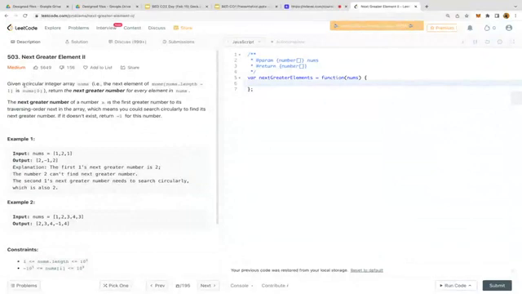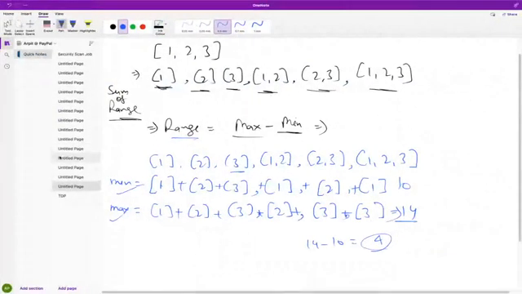What they are saying is they have given a circular integer array. When they say circular integer array, it means the next element after the last element of the array will point to nums[0]. So you remember, let's take the same question, 1 to 1.